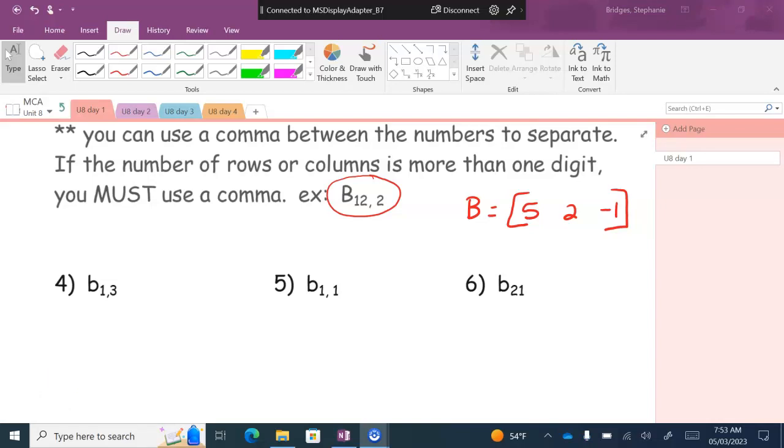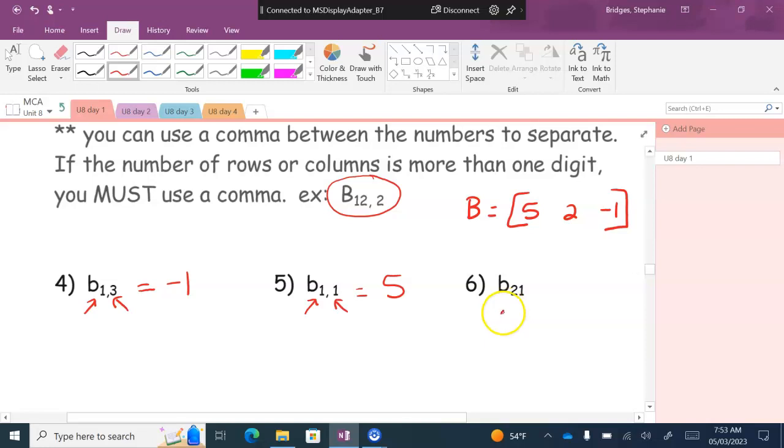For number 4, what row? Row 1, and then which column? 3, and what number is in row 1, column 3? -1. Okay. And then for number 5, we're looking at row 1, column 1. What number is there? 5.